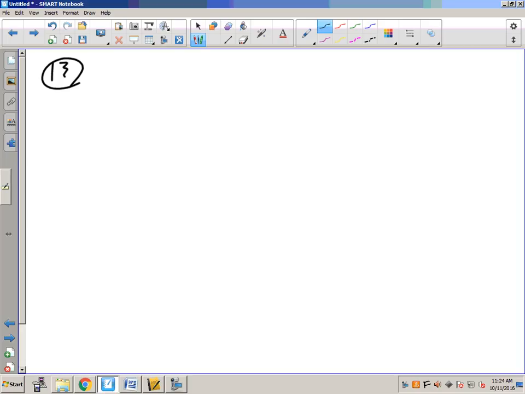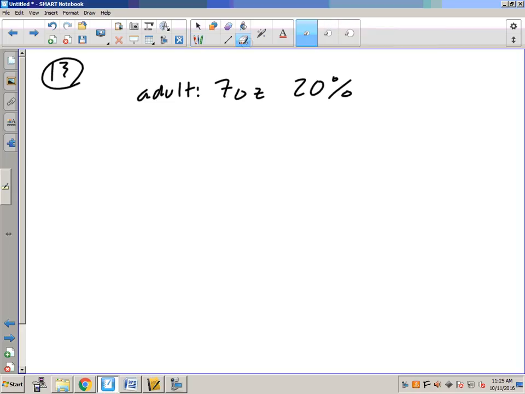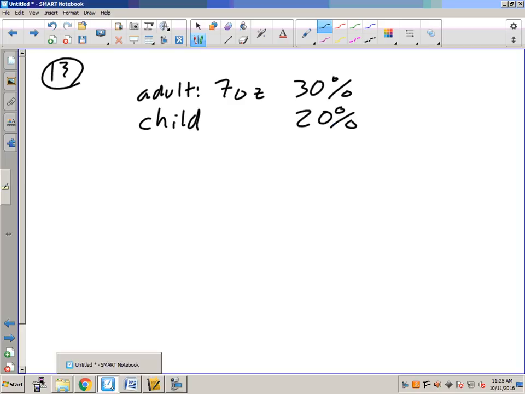In a certain medical test designed to measure carbohydrate tolerance, an adult drinks 7 ounces of a 30% glucose solution. So I'm just going to write this down as an adult. They're going to drink 7 ounces of a 30% solution. When the test is administered to a child, the glucose concentration must be decreased to 20%. So when we do this with a kid, we're going to use the kid strength version, which is only 20%.